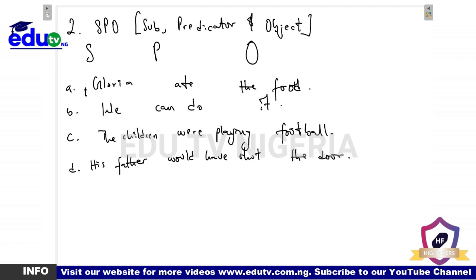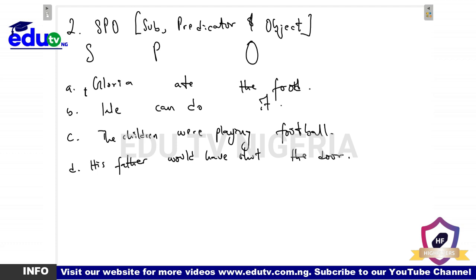Then for the first sentence, what's the predicator? It. For the second one, what's the predicator? Can do. That's an auxiliary plus a lexical verb there. The third one, what's the predicator? We're playing, an auxiliary, which is were, and then playing, which is the lexical verb. And then we have the last sentence, which is would have shot. Would have being the auxiliary, and then shot, S-H-U-T, being your lexical verb.